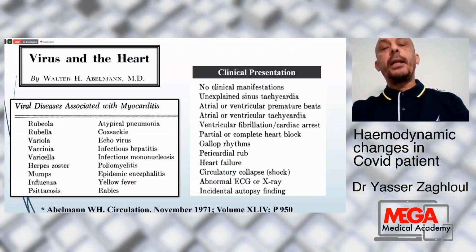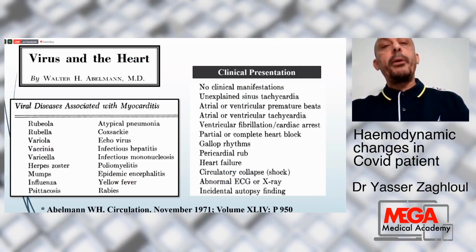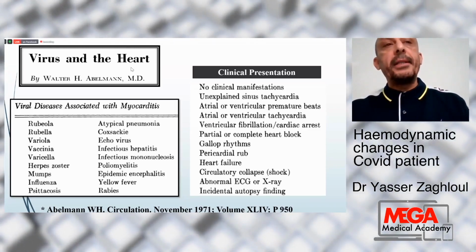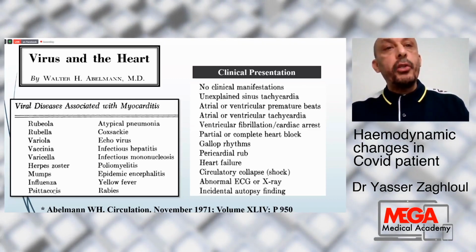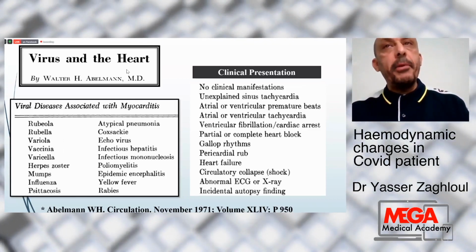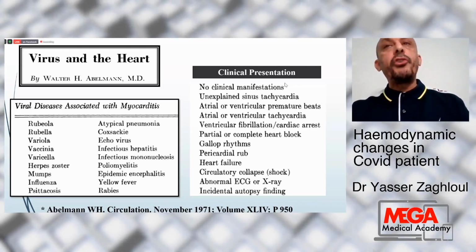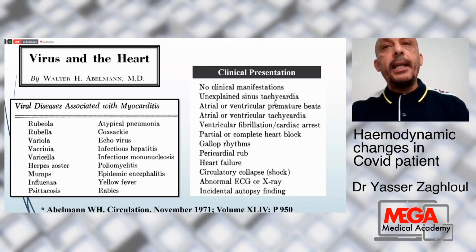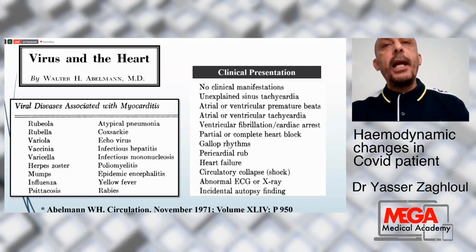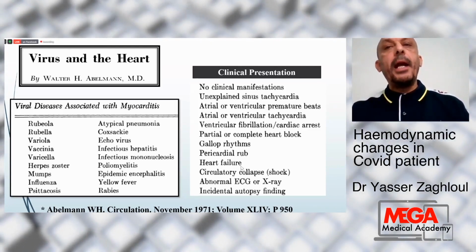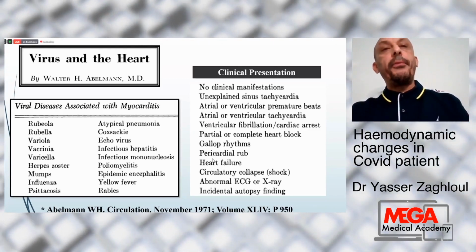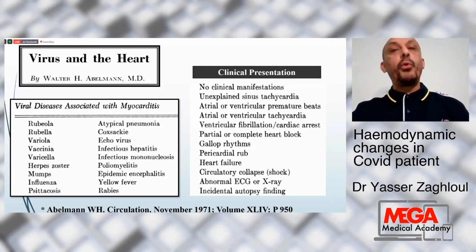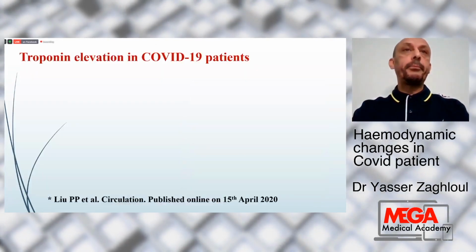And actually, this is not a new issue. For more than 28 years, these articles have summarized the effect of viruses on the heart. They list here a lot of viruses which may cause heart damage, and the clinical presentation can range from no clinical manifestations to some arrhythmia, tachycardia, heart block, gallop, heart failure, pericardial rub, and circulatory collapse. So the effect of viruses on the heart is something old, and we should understand it and know how to deal with our patients.